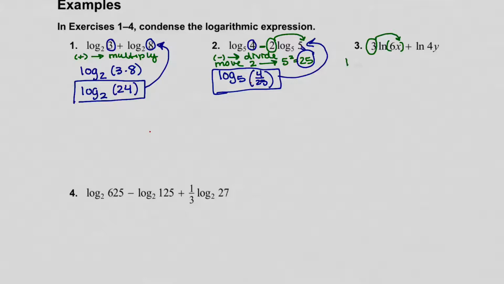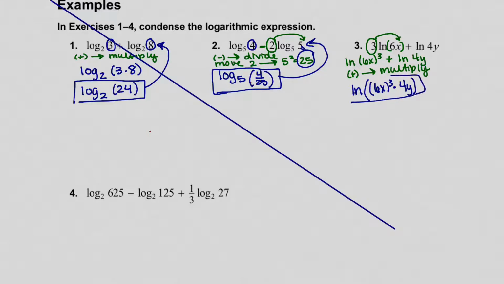So what I'm really looking at is the natural log of 6x to the 3rd power plus the natural log of 4y. Well, I see that there is a plus. So I know that I'm going to write this with multiplication. Okay. So I'm going to write my ln just one time because I'm condensing it. And then I'm going to take my first term, that's 6x to the third, and I'm going to multiply it times my second term, which is that 4y. And there you go. You have it. That is the same.